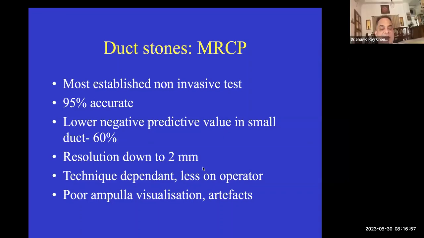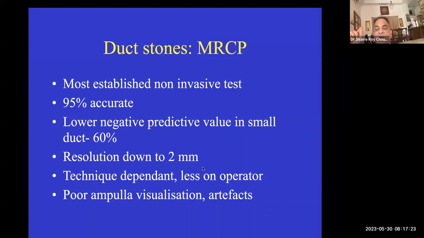So it is technique dependent, but it is not so much operator dependent. And there is another thing about MRCP: there is poor ampullary visualization. And I will tell you this: if you look at the picture of MRCP, oftentimes you will see the bile duct coming down, and right at the ampulla, the duodenal interface, you will see a filling defect.